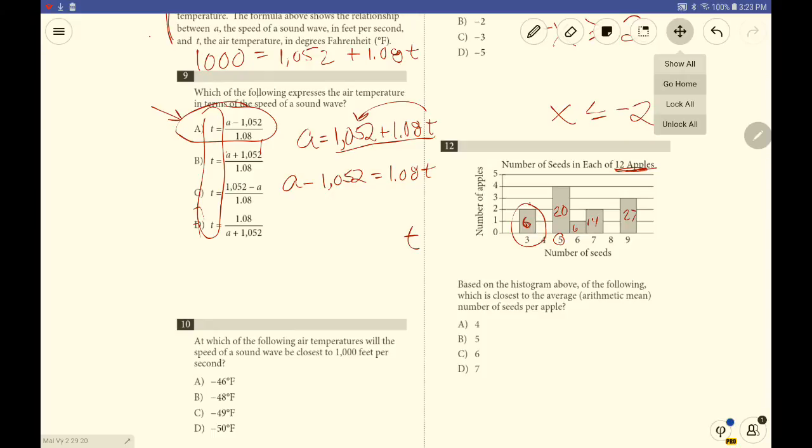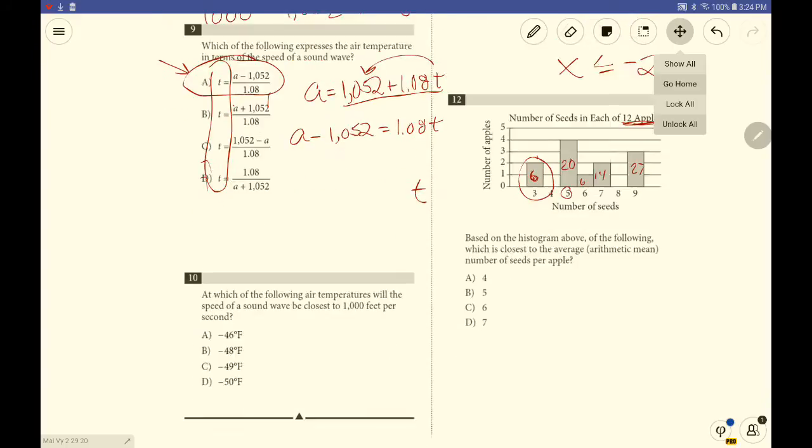They want the average number of seeds in 12 apples. So if we try to find the total number of seeds represented, there are 2 apples that have 3 seeds each. That's 6 total seeds in those 2 apples. 4 apples have 5 seeds each, that's 20 seeds. So on and on, you can figure out the number of seeds represented by each bar on that bar graph, add them up, and you get, I think it's 73. Divide that by the number of apples. 73 divided by 12 is a little over 6.